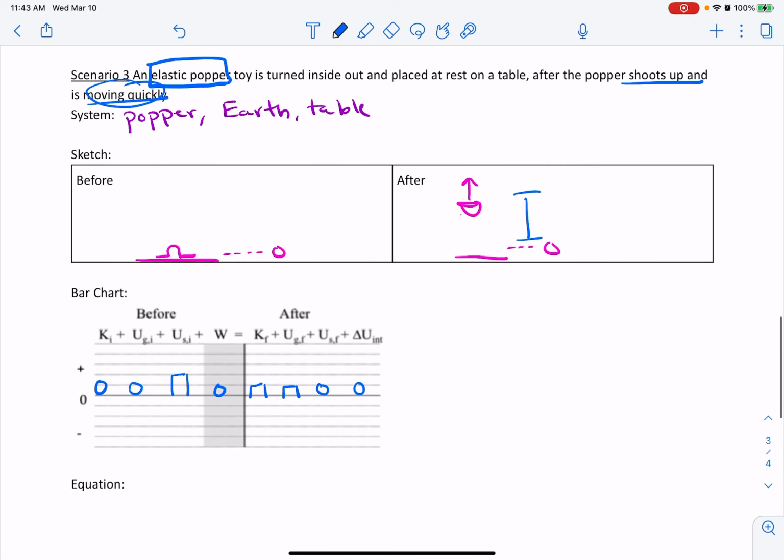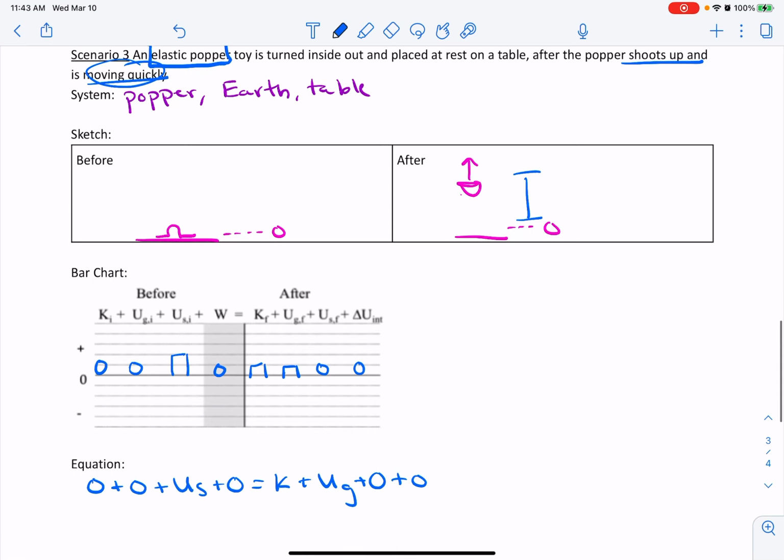Now let's write our equation. So we have 0 for kinetic, 0 for gravitational. We do have elastic. 0 for work equals, we do have kinetic, we do have gravitational, we don't have elastic, so 0, and 0 for internal. Now let's rewrite this without all of our zeros, and we get US equals K plus UG.